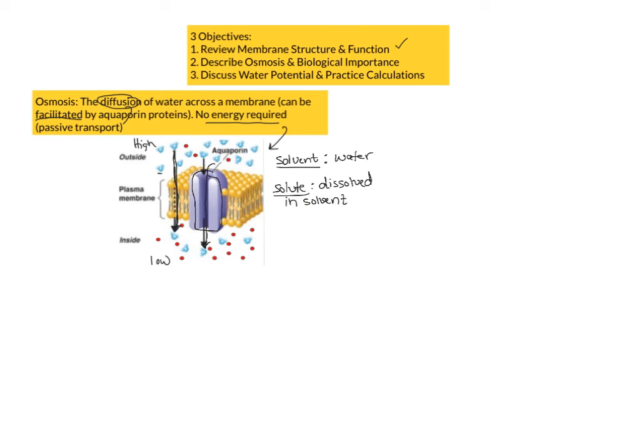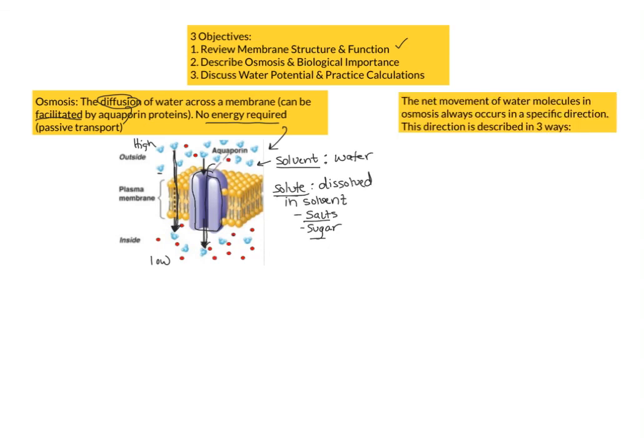Some of the very common examples we're going to see in biology are things like salts or sugar. You can also have other substances like ions, but we'll mainly see salts and sugar. And so if we look at this figure again, the solvent is water, and we can think of these red dots as being the solute in this system.